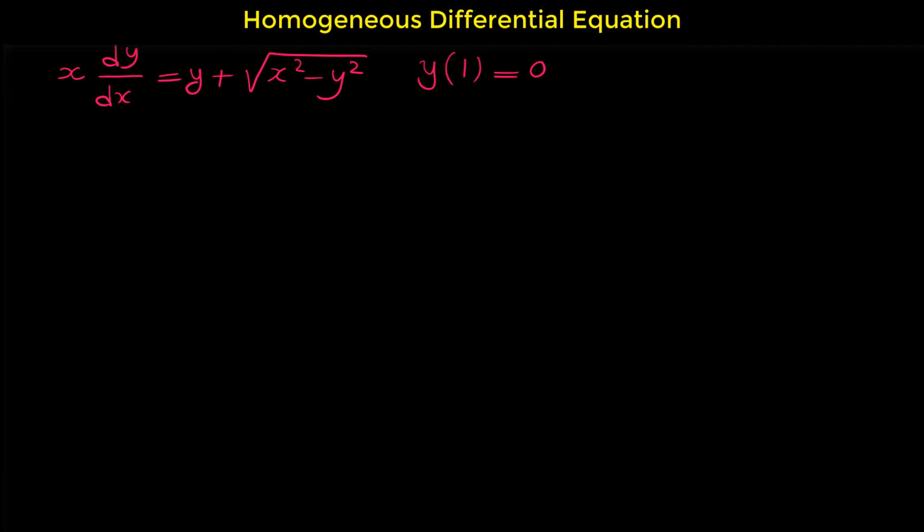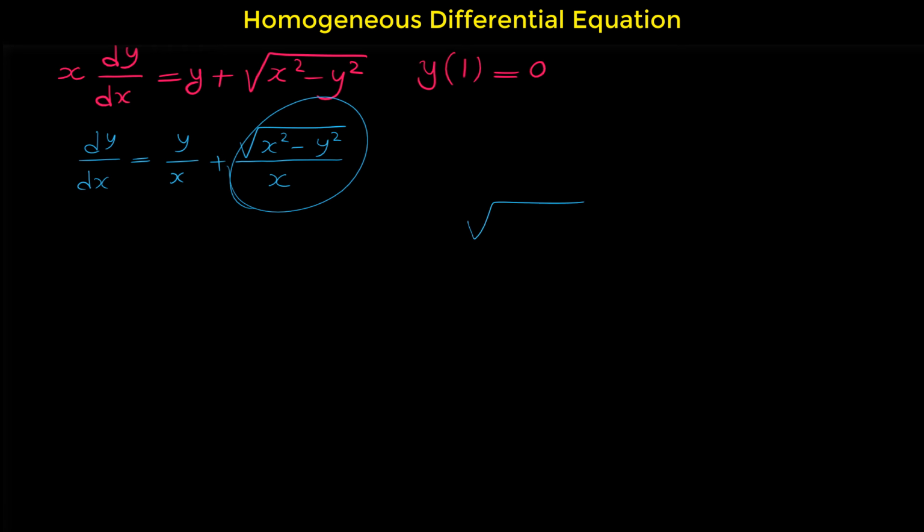By dividing both sides of this equation by x, we have dy over dx equals y over x plus square root of x² minus y² over x. But note that we can write this in this form: a square root of x² minus y² over a square root of x², because a square root of x² is x.